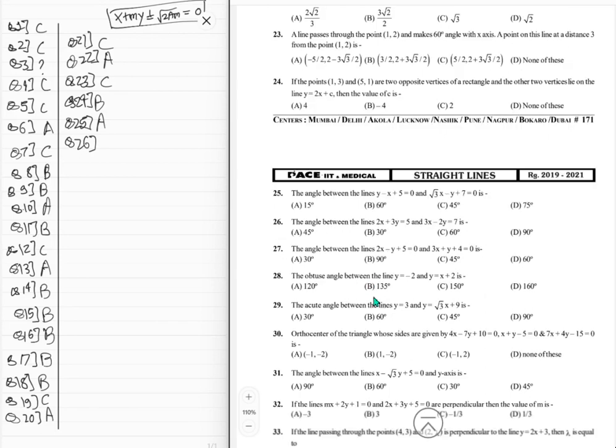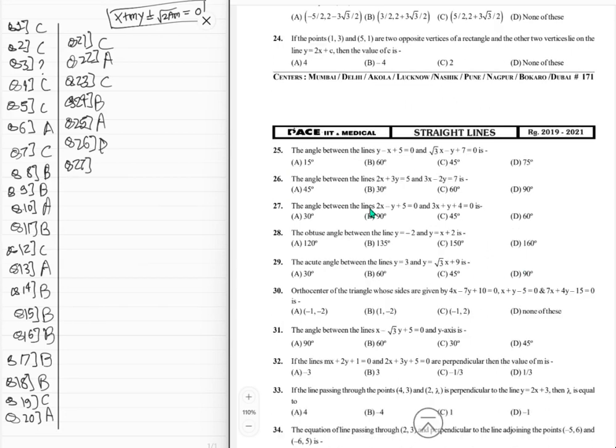Question number 26. Okay, the angle between these lines, come on, these are perpendicular. You can just see that because the coefficients are switched and there's a negative. So 90 degrees. This has slope negative 2 upon 3, this has slope 3 upon 2. So of course these are perpendicular. D. Question number 27.